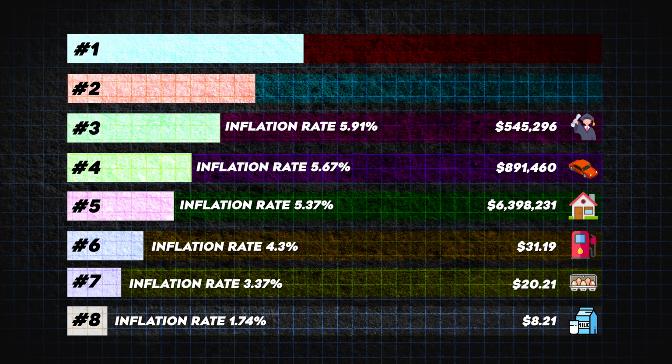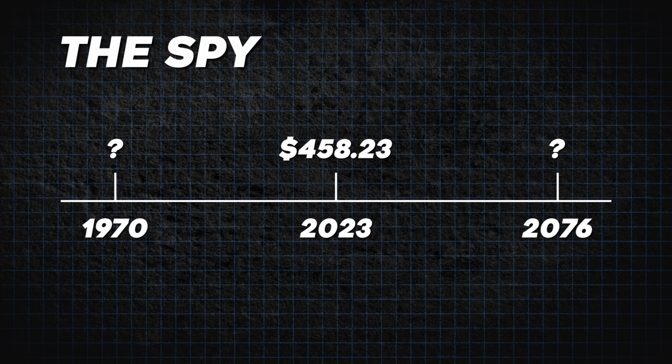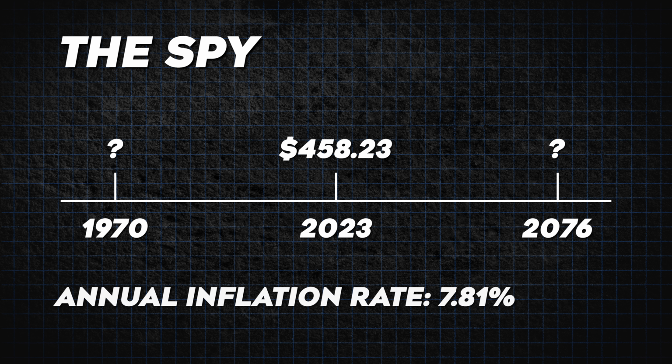And then coming in at a very close runner-up, we have the S&P 500, which had an index value of 85 back in 1970, and today it is at 4,585. Or in other words, the price of one share of SPY at $458 per share. That's an average increase per year of 7.81%, which if continued into the future for the next 53 years, would mean that one share of SPY will cost $24,648 in the year 2076.